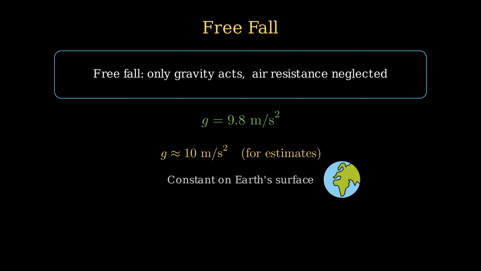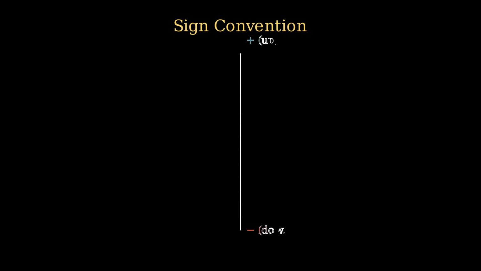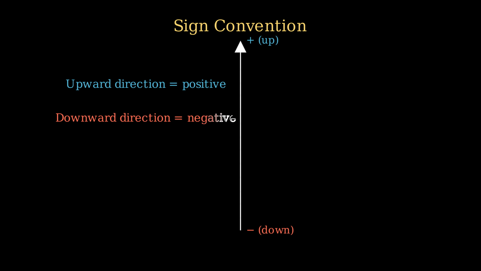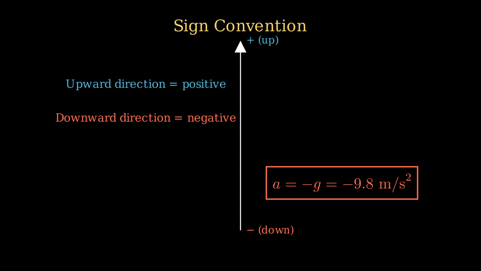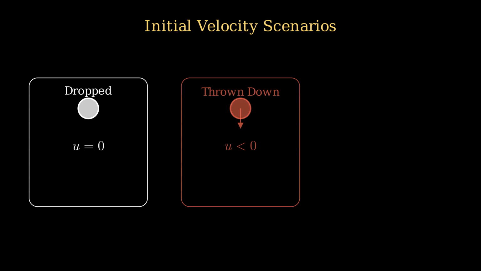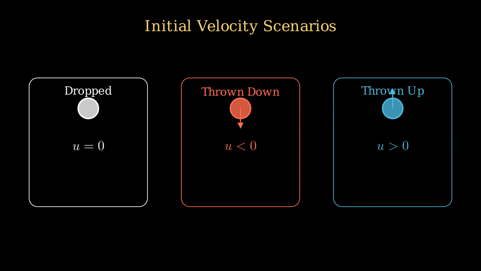Now here's the key. We need a sign convention. Let's say downward is negative direction. So the acceleration due to gravity is a equals negative 9.8 meters per second squared. If an object is thrown downward, its initial velocity is negative. If thrown upward, initial velocity is positive. If simply dropped, initial velocity is zero.